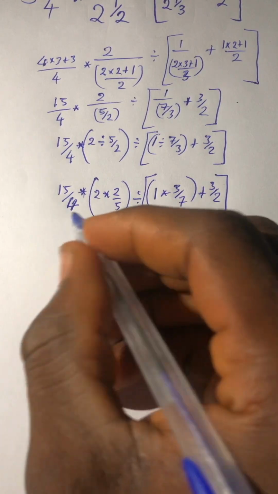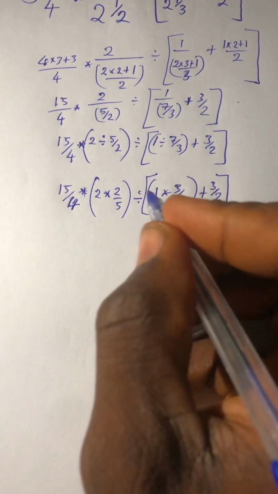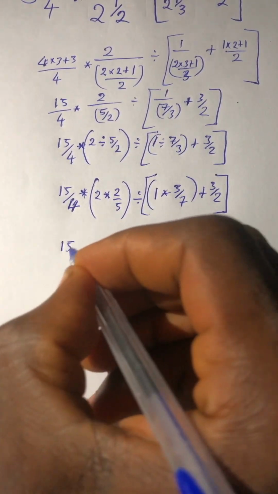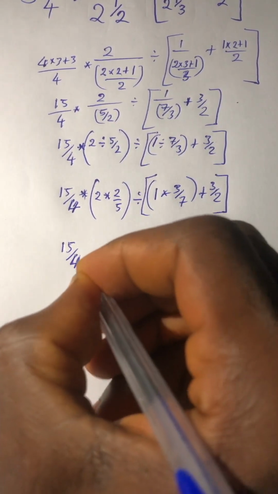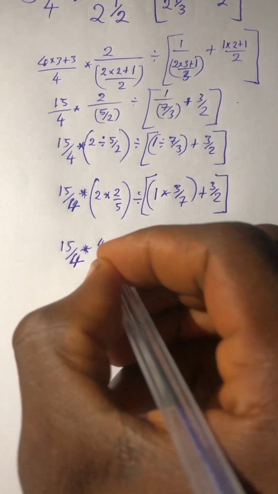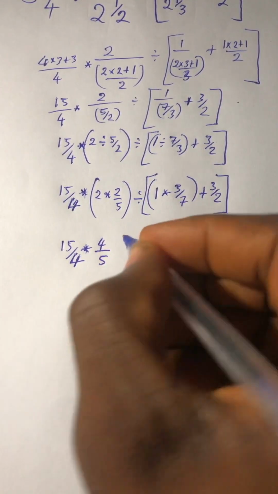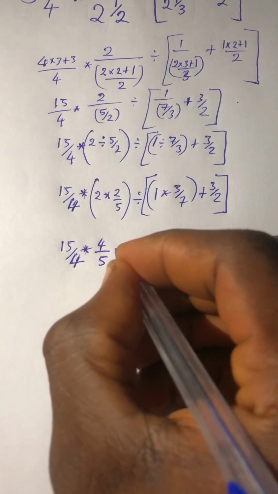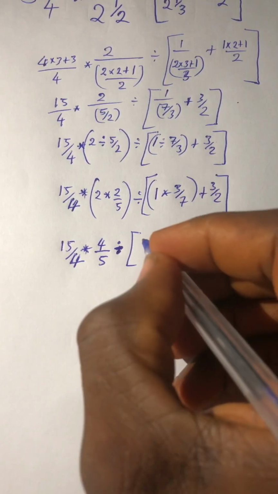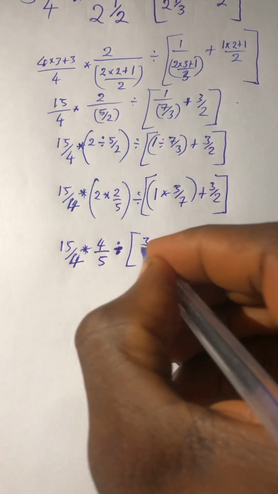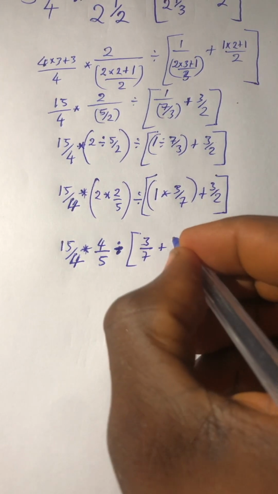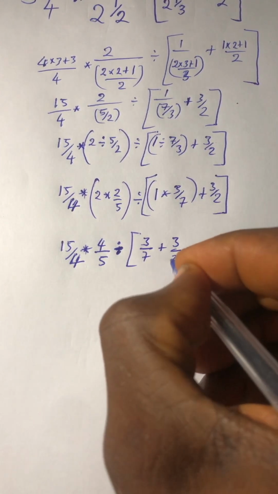Then we can still multiply, let's put this in fractions. I say 15 over 4 times, if we multiply this, it will be 4 over 5 divided by, this will become 3 over 7 plus this 3 over 2.